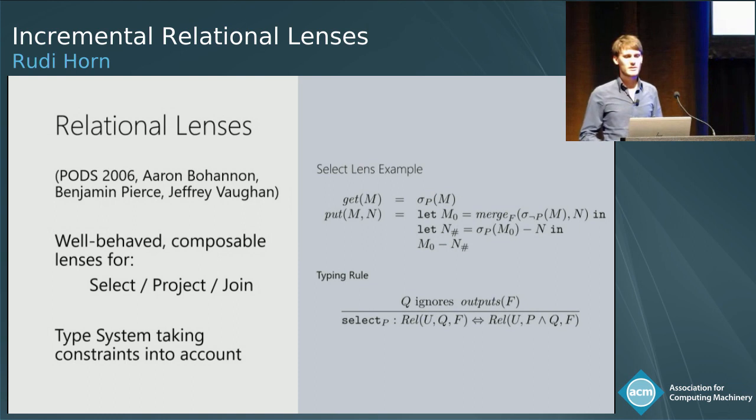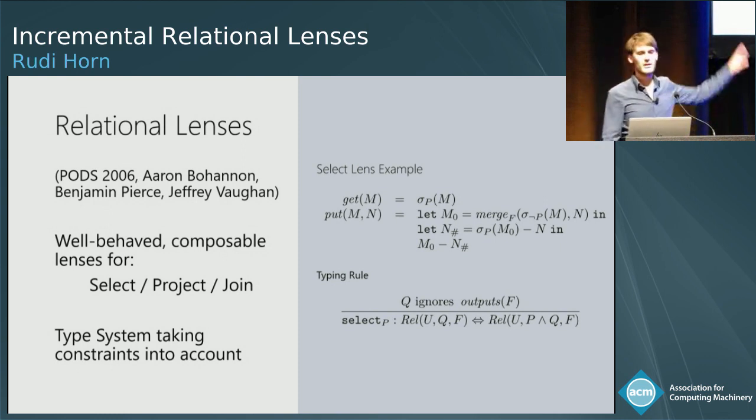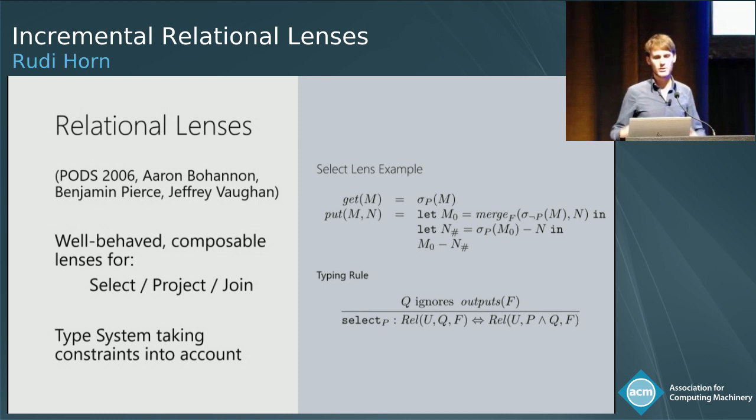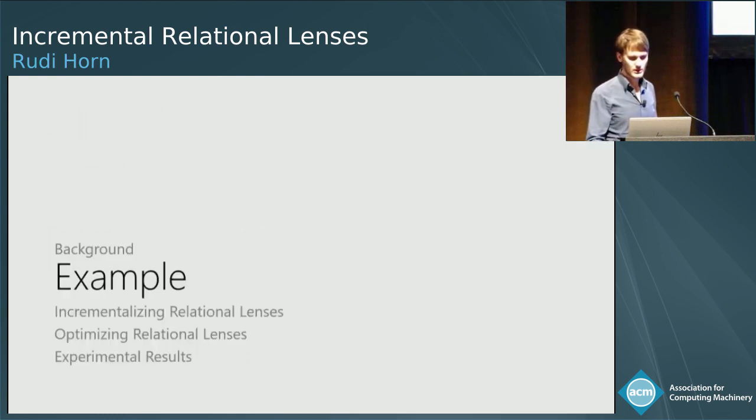Then in 2006, relational lenses were introduced by Aaron Bohannon, Benjamin Pierce, and Jerry Vaughan. What they gave us was a relational algebra expression, which I don't want you to try and understand, shown on the right-hand side of the slide, which just says you can calculate the well-behaved update using this expression. They defined different lenses for selections, projections, and joins. They gave us a type system which allows us to tell when lenses could cause issues with well-behavedness. And we're trying to extend this work and make it practical for typical web client situations.